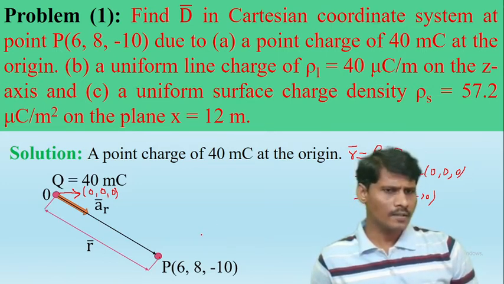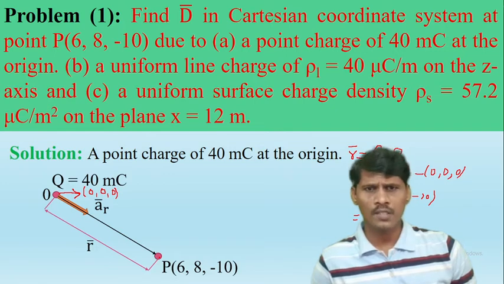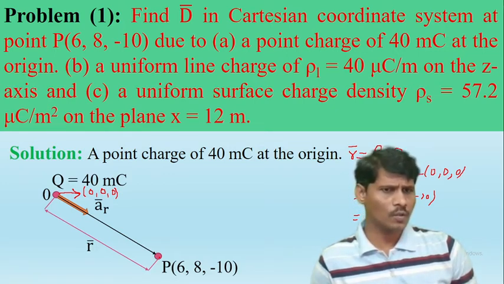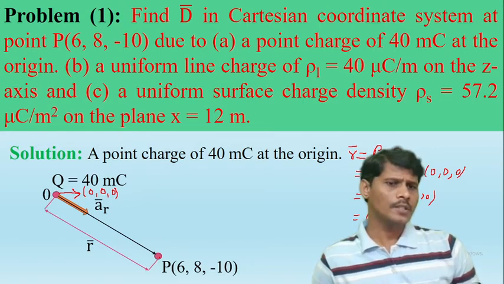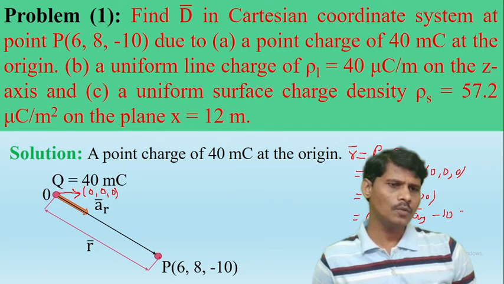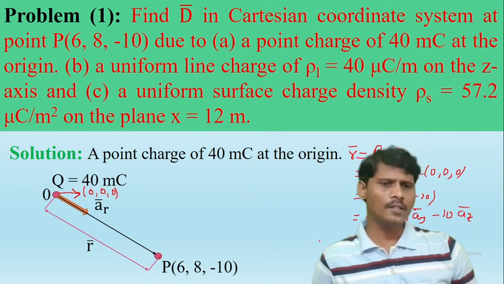Next, this r bar can be represented in terms of unit vectors. Which coordinate system is there? The Cartesian coordinate system. In the Cartesian coordinate system, the distance vector r bar is represented in terms of unit vectors: r bar equals 6 a_x bar plus 8 a_y bar minus 10 a_z bar. Now calculate the magnitude of r bar.